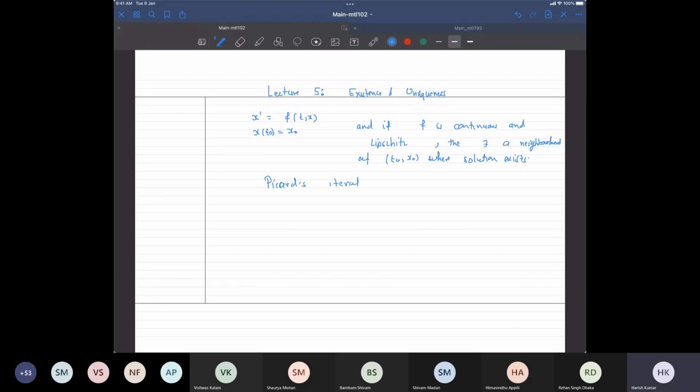So we define a set of iterative functions, and we show that they converge uniformly to a function, and then we show that this function, where it converges uniformly, turns out to be the solution. And this also we proved. Now first, today we will discuss the uniqueness.